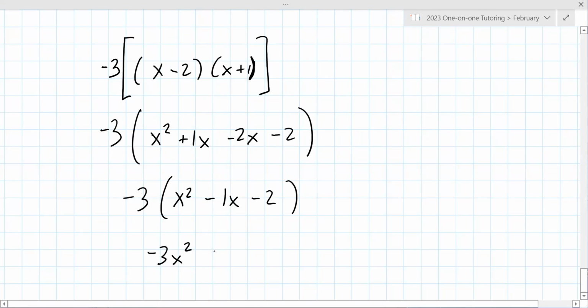Keep going. For two multiplying negatives, would it make it a positive? Yes. So that would just be 3x. Good. And then that would be 6. Positive, yeah. Yep. Perfect.